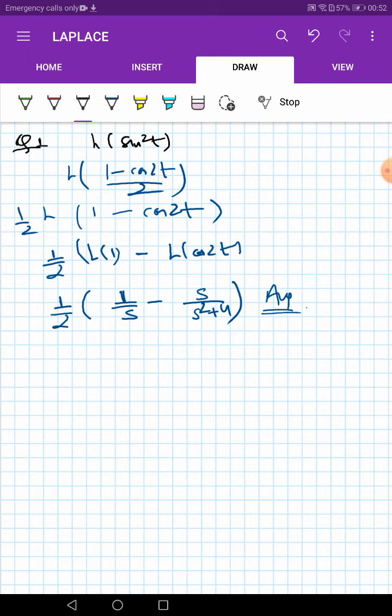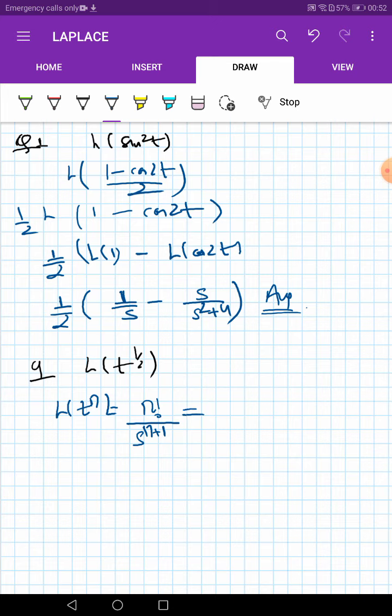Now let us solve one more question. What is the Laplace transformation of t power 1 by 2, so root t? So we know that the Laplace transformation of t power n is n factorial divided by s power n plus 1. But we can see that the power is in fractional form, so this formula won't work, so we'll use another formula. It is gamma of n plus 1 divided by s power n plus 1.